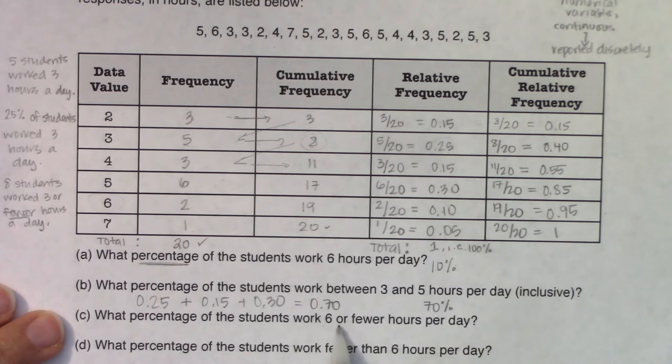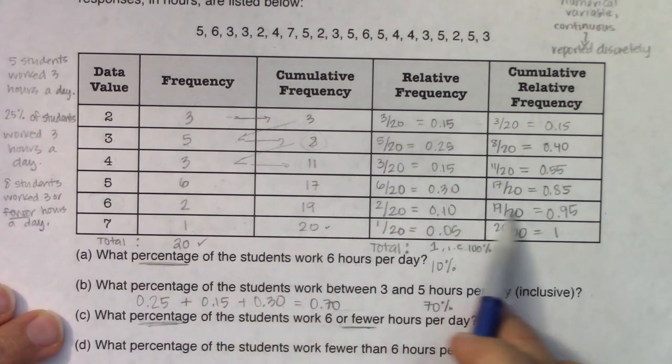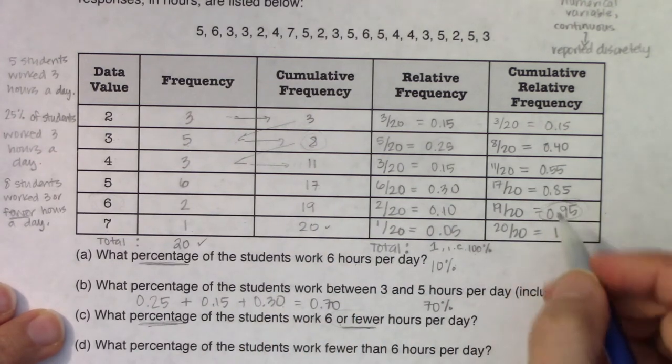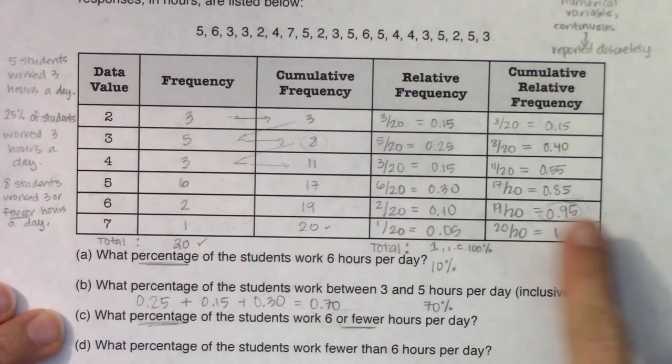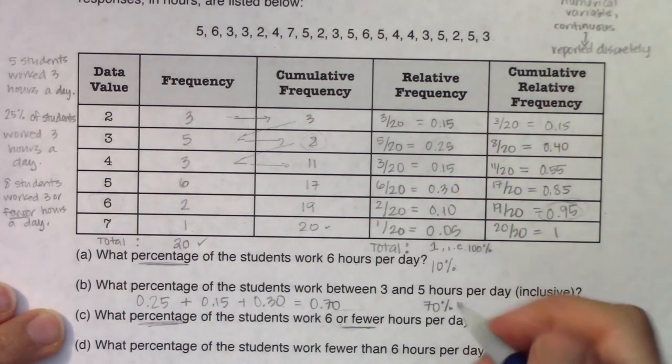Which percentage of students work 6 or fewer hours a day? So I see 6 or fewer, and I see the word percentage. Anytime I see fewer, I'm looking at a cumulative value. I want a cumulative relative frequency, all right, which would be this number right here. So I'm looking at 6 hours a day, or 6 or fewer, excuse me, and the cumulative relative frequency is 95%.